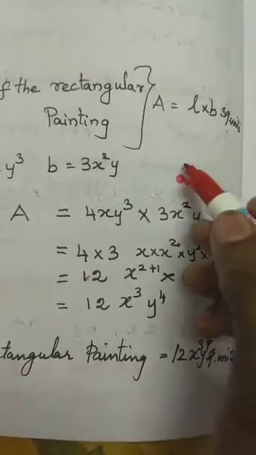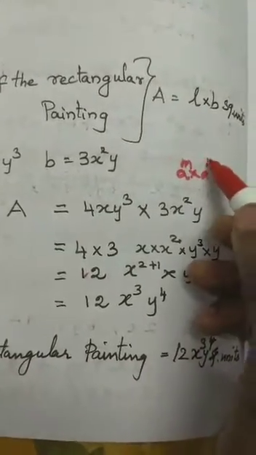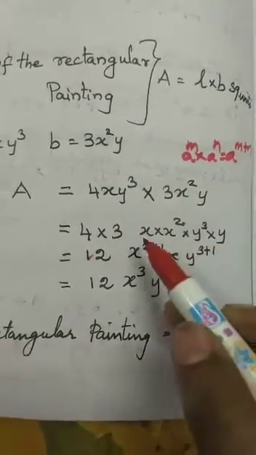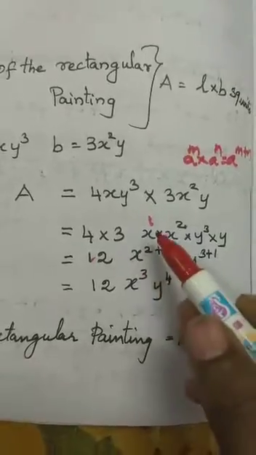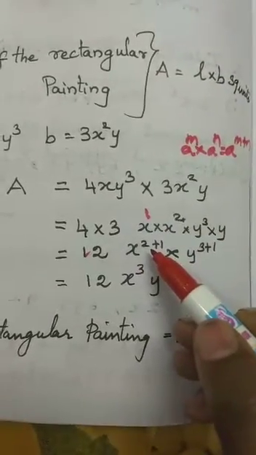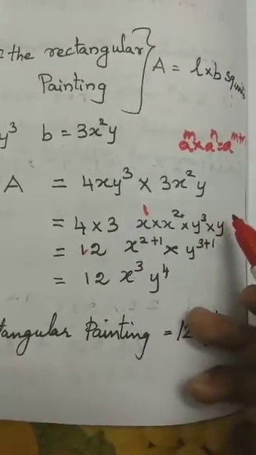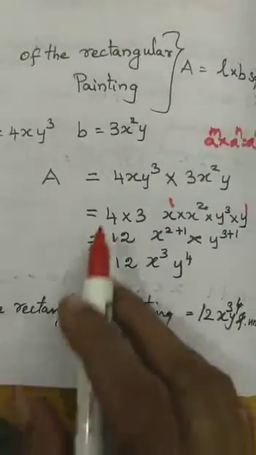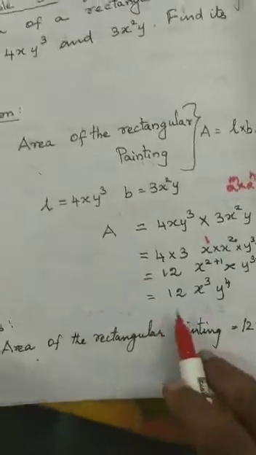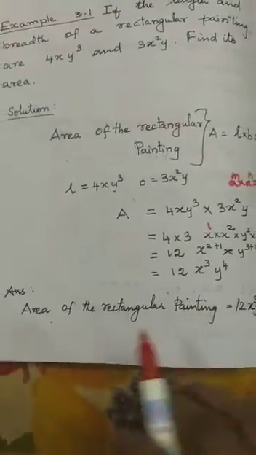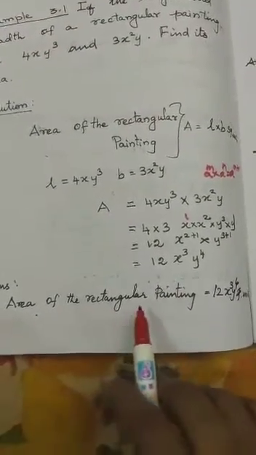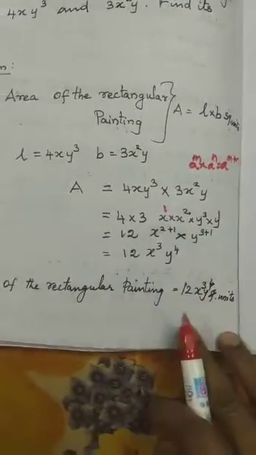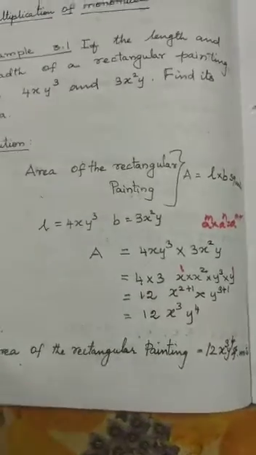Now we are going to use here a power m into a power n equals a power m plus n. Here 1 we have, so 1 plus 2, x power 3. Then here also 1 we have, so 3 plus 1, 4. So 4 3s are 12. 12x cube y power 4. Area of the rectangular painting is equal to 12x cube y power 4 square units.